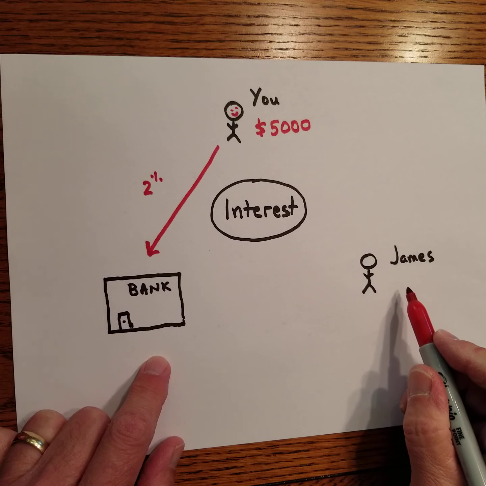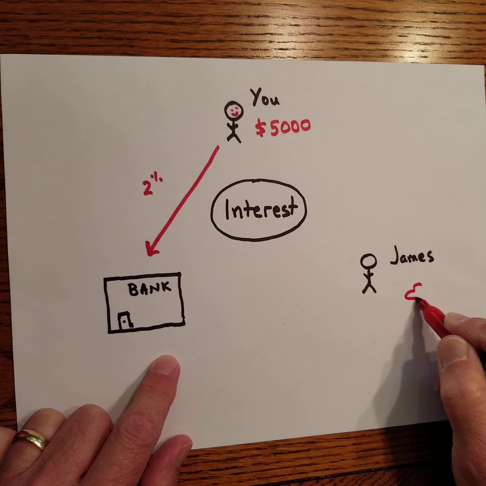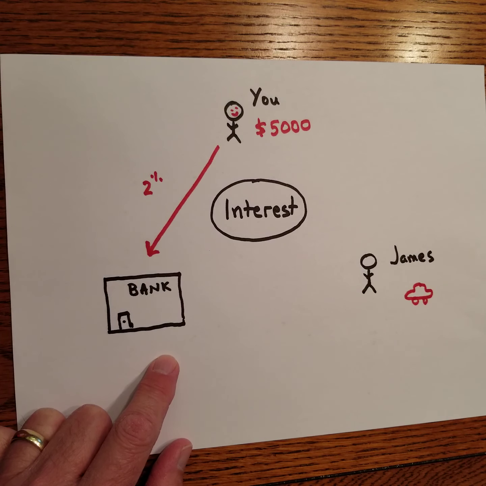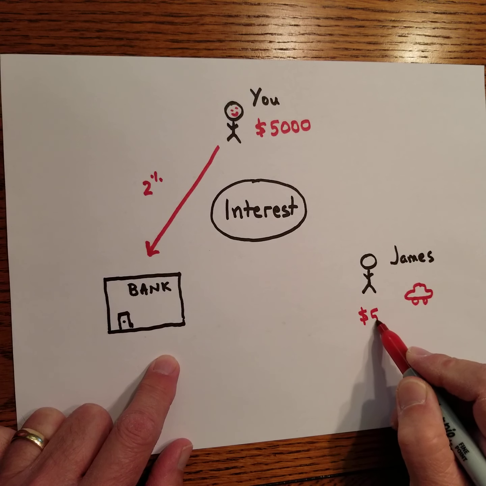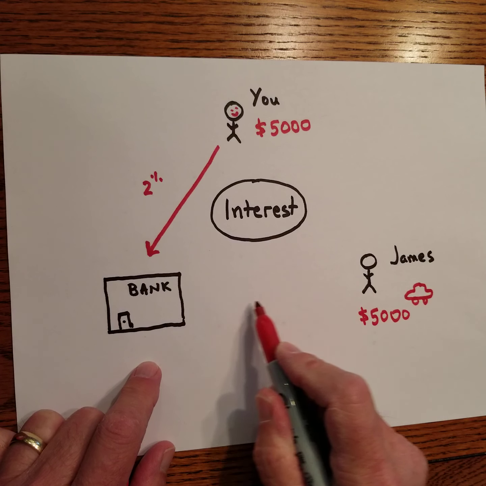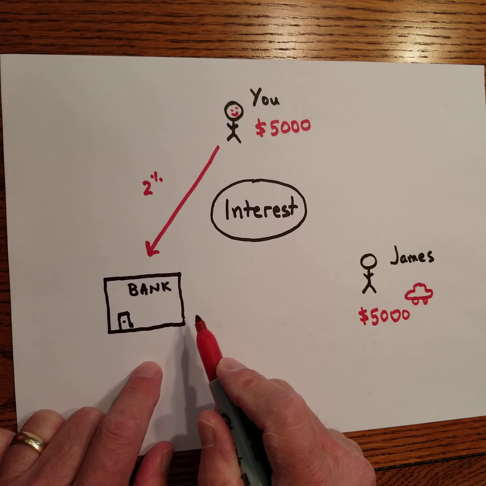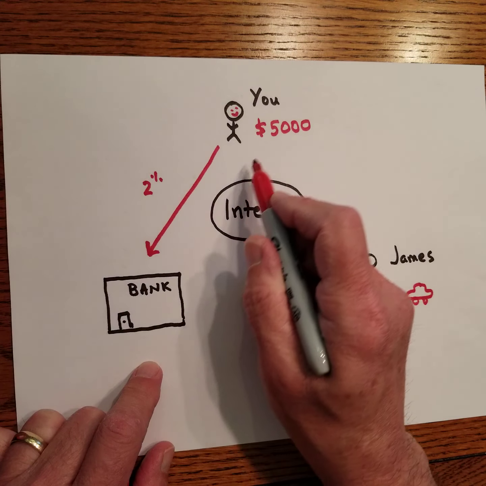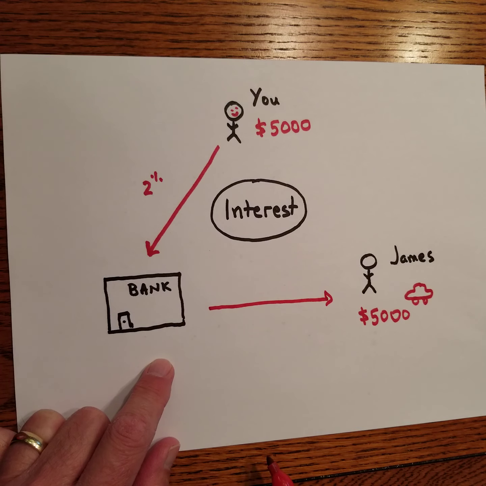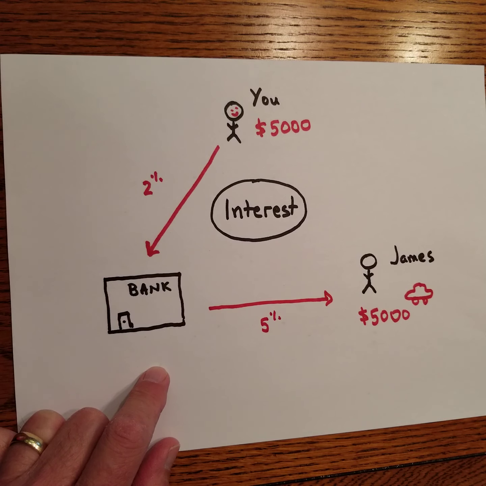The next day, James shows up at the bank. Why? Well, James would like to buy a used car. The used car costs $5,000. James doesn't have $5,000. So he goes to the bank and says, I'd like to borrow $5,000. The bank says, we have $5,000. You can have it. But when you pay it back, you'll pay it back with 5% interest.